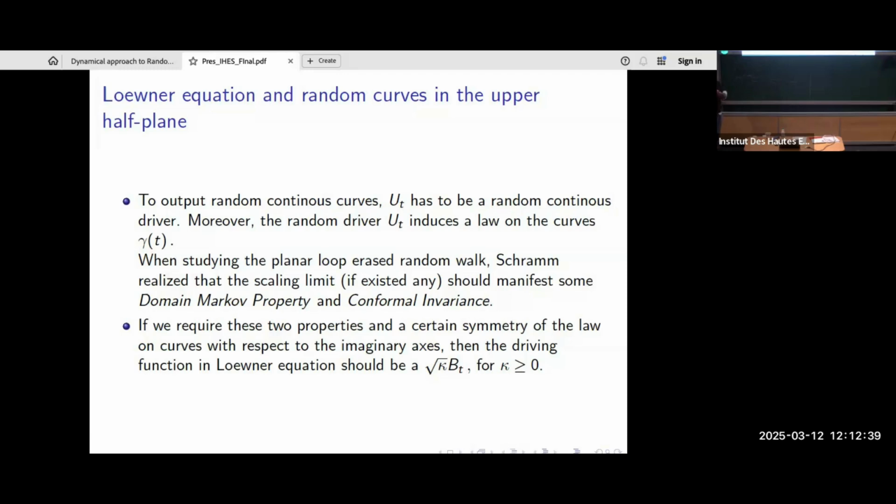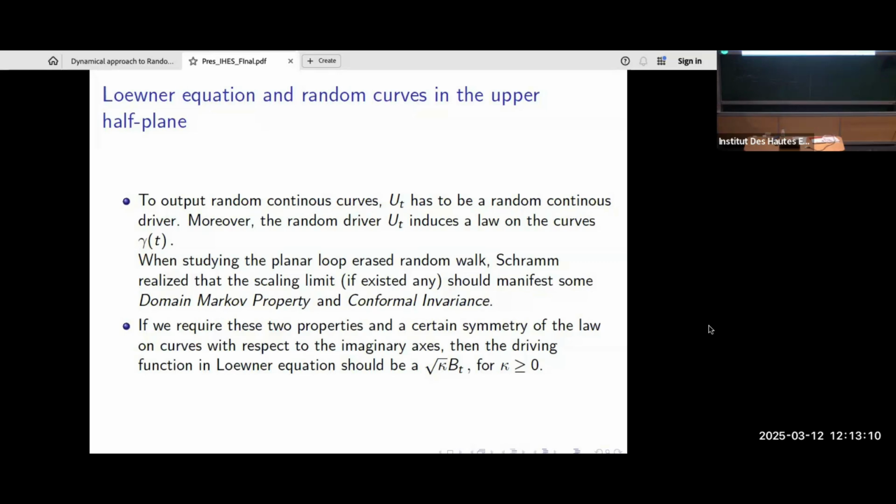But I need to describe a limiting object from statistical physics now. That is random, so I need random curves. Essentially, in order for this to output random continuous curves, U_t has to be a random continuous driver. I need the continuous and random driver. And Schramm used this idea and realized that if I really want to model, for example, the loop erased random walk that I started with, that object from the statistical physics viewpoint, it has to satisfy two conditions.